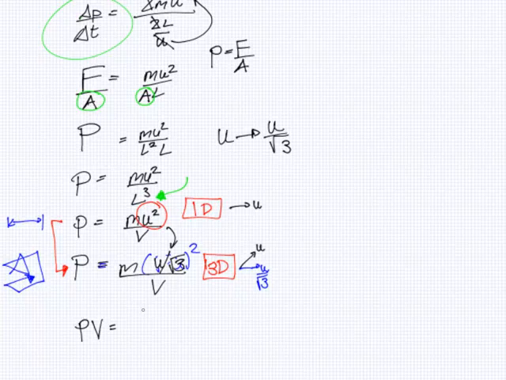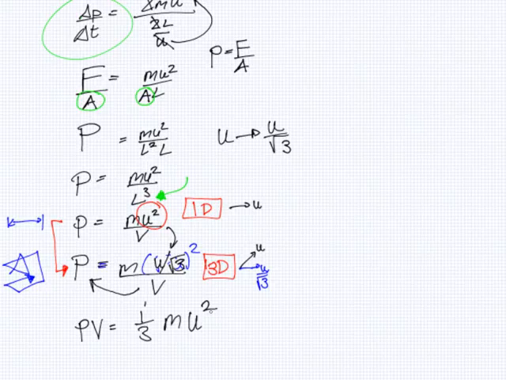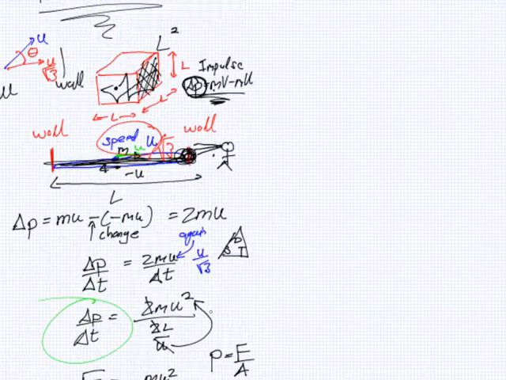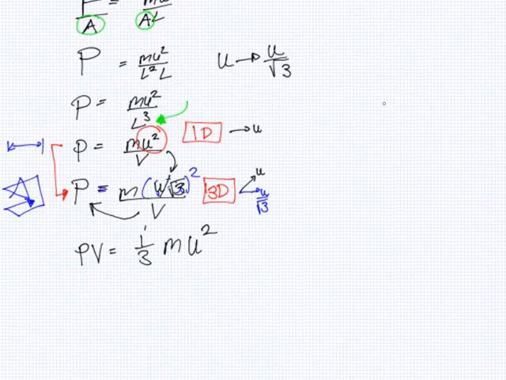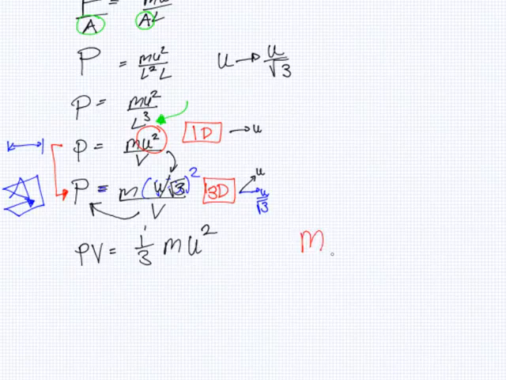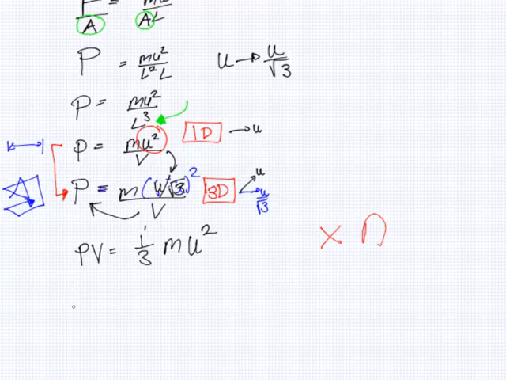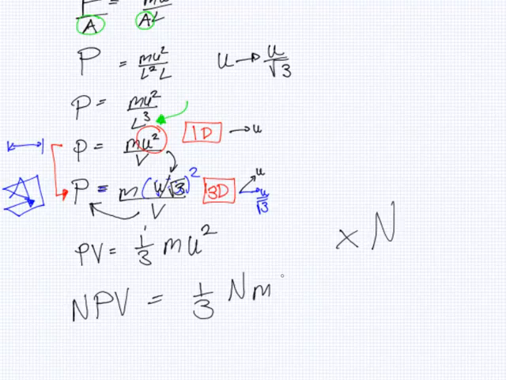So PV is, if I take the V up here, 1/3 mu squared. Nearly. Almost. Just a little bit more. Because this is only for one particle. Yes? So, now we have n particles moving around. So the m, I need to multiply by n. So, sorry, multiply by n. So I get NPV equals 1/3 nm u squared.